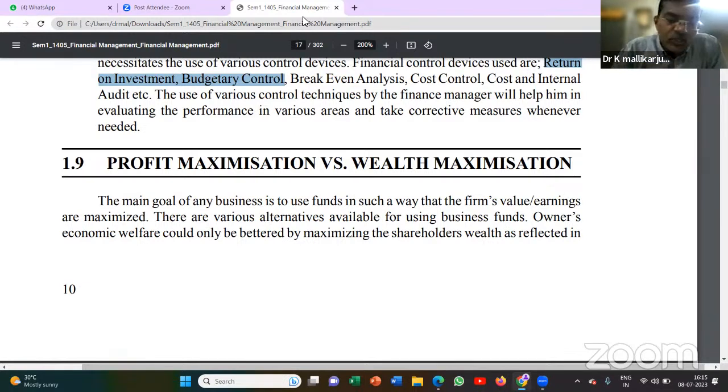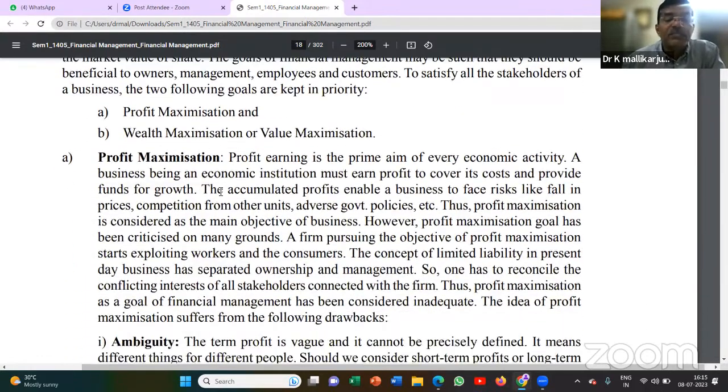Whatever decision the company takes, whether a financial decision, dividend decision, or investment decision, it helps the firm maximize its value. If the firm value is maximized, that is nothing but maximizing the shareholders' wealth. Right? Why not profit maximization? What are some limitations of profit maximization? Profit earning is the prime aim of economic activity. Business, being an economic institution, must earn profit to cover its costs and provide funds for growth.